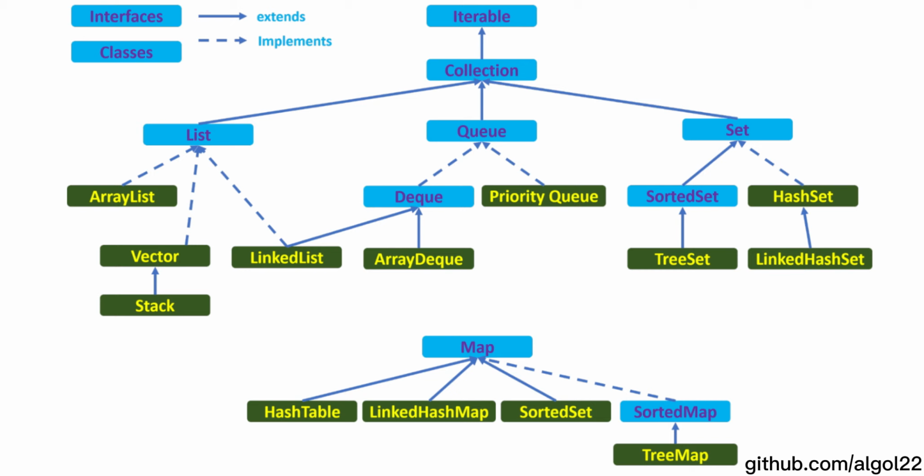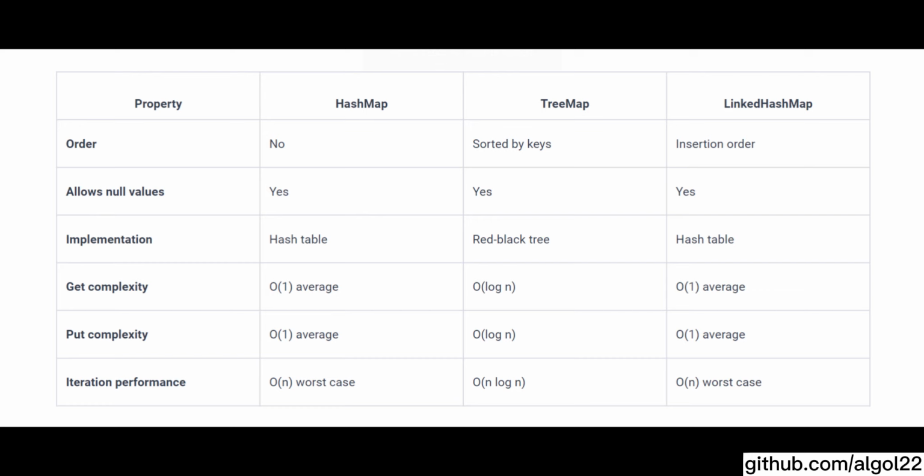TreeMap, this implementation of the Map interface stores the key-value pairs in a tree structure. The elements are stored in a sorted order based on their keys. LinkedHashMap maintains the order of the elements based on their insertion order. And there is also ConcurrentHashMap. This is a thread-safe implementation of the Map interface that is optimized for high concurrency. It provides better performance in multi-threaded environments than HashMap or TreeMap.